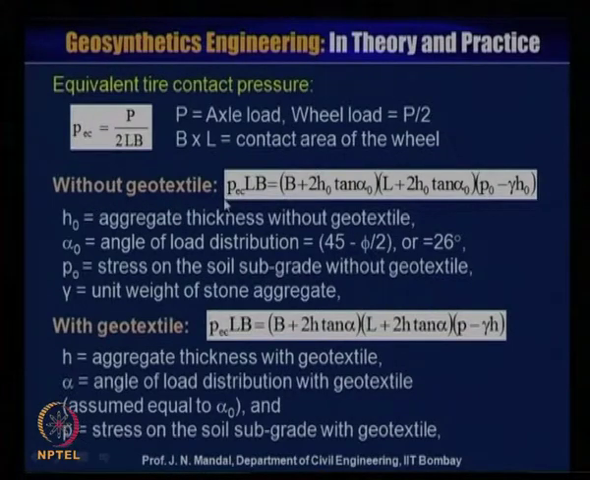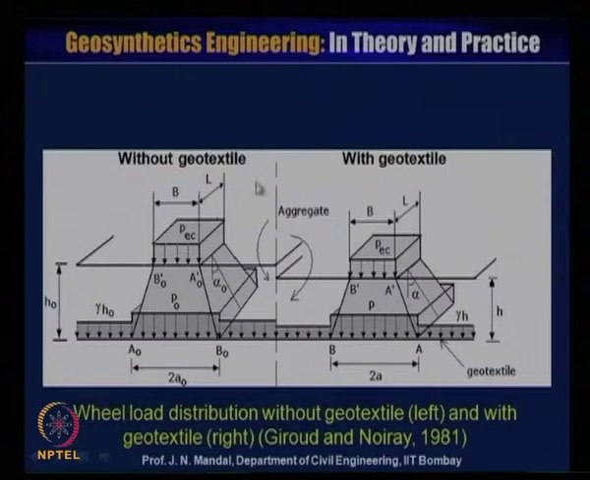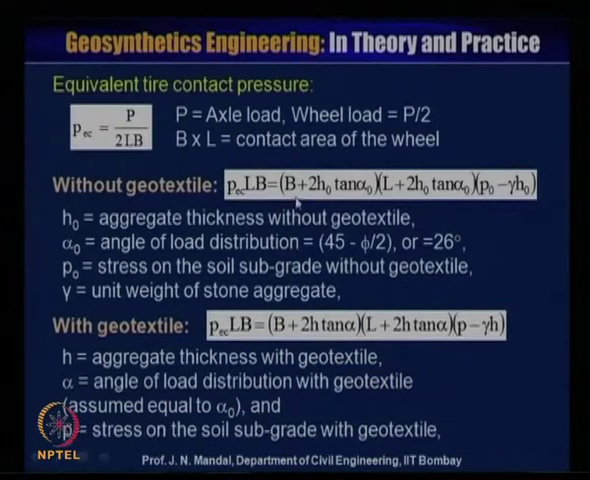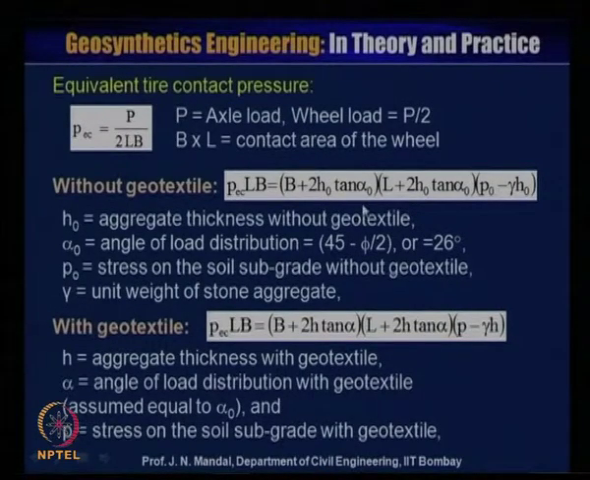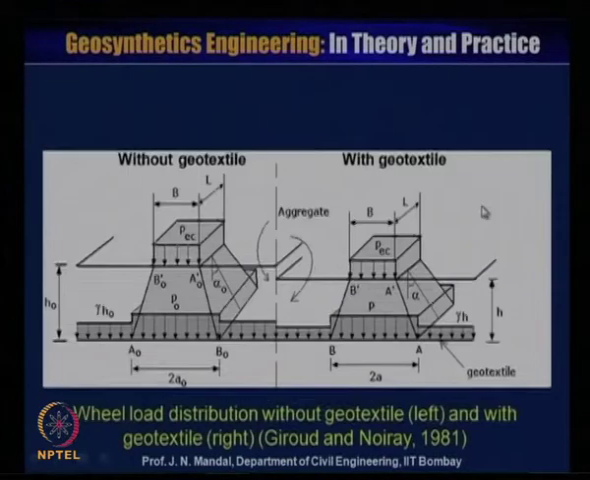Now, without geotextile, you can write PEC into L into B is equal to B plus twice H0 tan alpha 0, L plus twice H0 tan alpha 0, into P0 minus gamma into H0. As I said, H0 is the aggregate thickness without geosynthetics, and alpha 0 is the angle of load distribution, that is 45 degrees minus phi by 2, or 26 degrees. P0 is the stress on the soil subgrade without geotextile, and gamma is the unit weight of the aggregate.